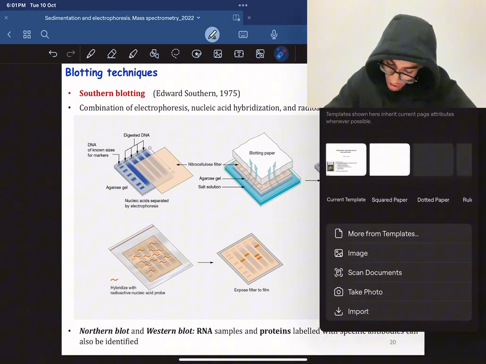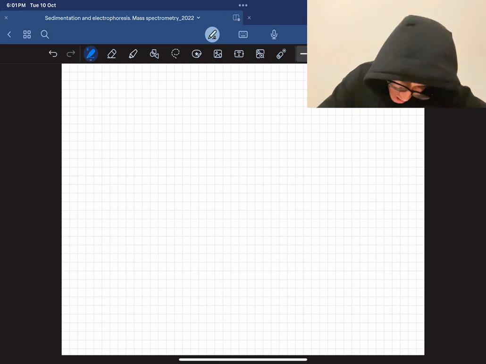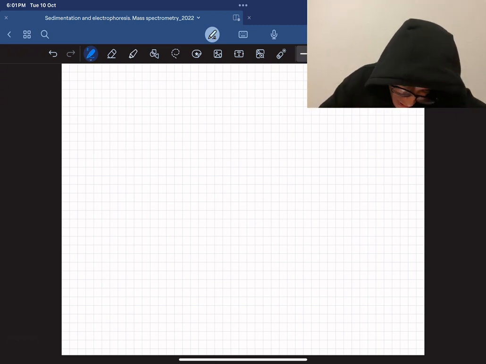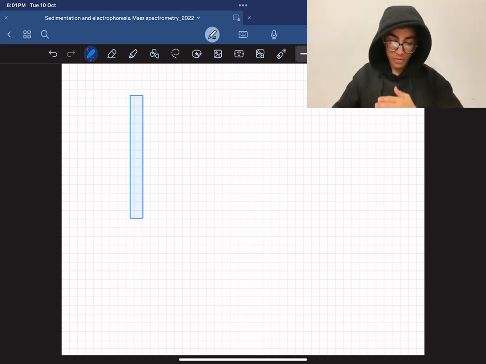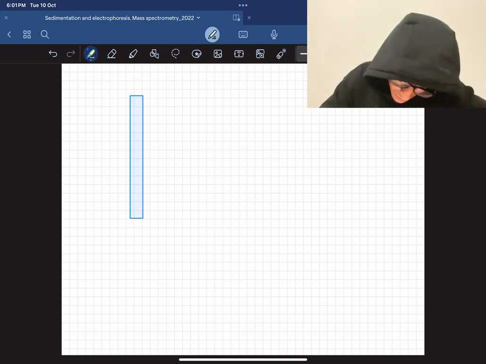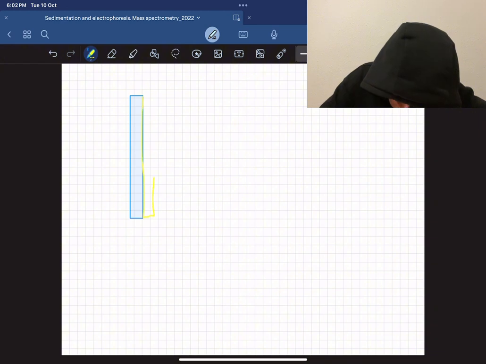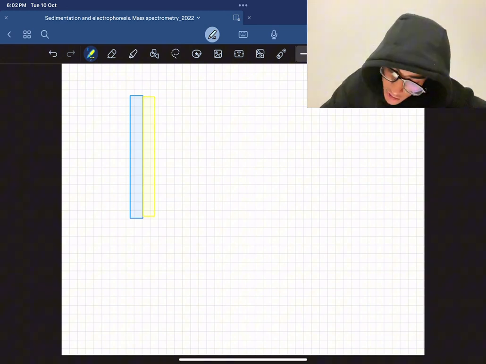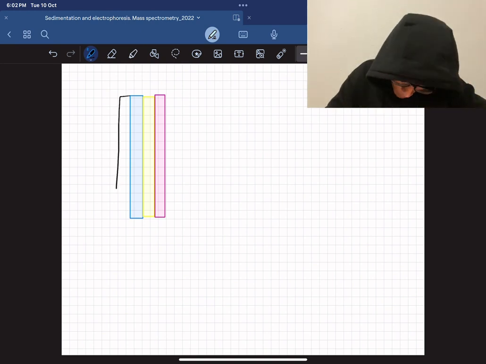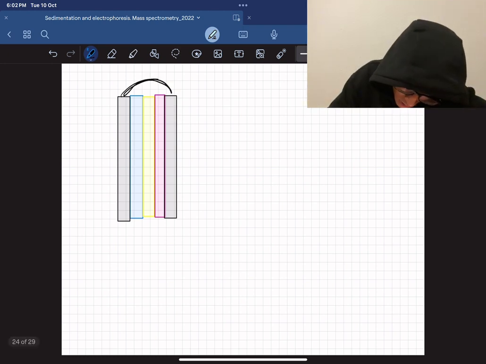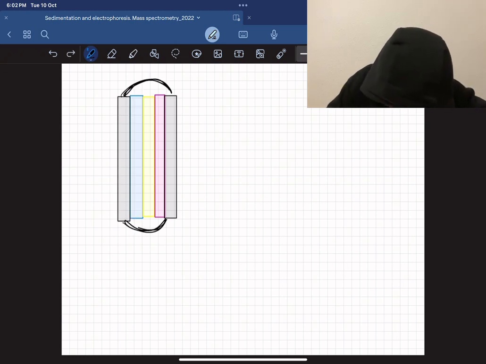Let me draw this out. So you have your paper. Let me draw it like this. Your electrophoretic medium, you add your nitrocellulose paper right there on top of it. Then you add your blotting paper. Let's take the blotting paper as pink. Then you add two foam pads. And you clamp this shut. Wait, don't do that. Clamp it shut.